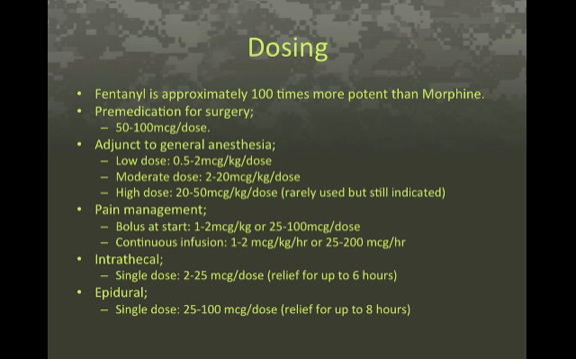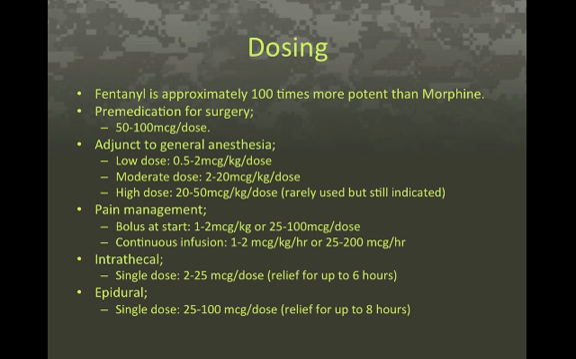Dosing. Fentanyl is approximately 100 times more potent than morphine. As used for pre-medication with surgery, the dose is usually 50 to 100 micrograms. Adjunct to general anesthesia depends upon the type of surgery and the length of surgery. As a low dose, we use 0.5 to 2 micrograms per kilo.